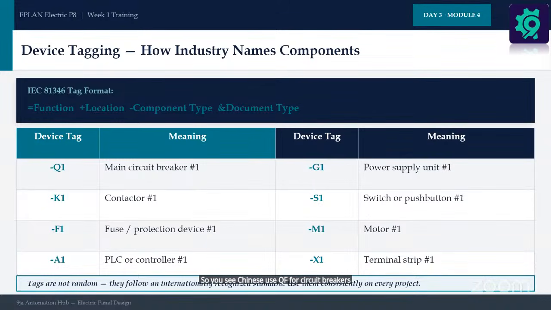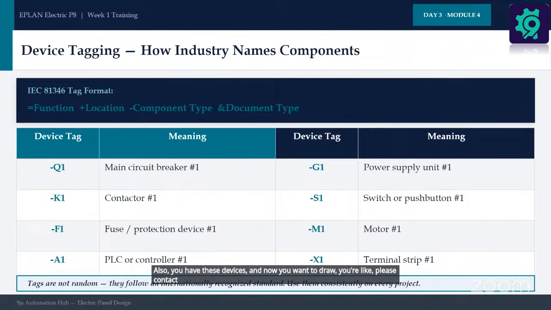You see, Germans will use KM for contactors, K for auxiliary relays, QF, FR for overload relays. If you see that symbol, go to your table and look at it. Or say you have those devices and now you want to draw, you're like, this contactor I want to use, or this breaker.